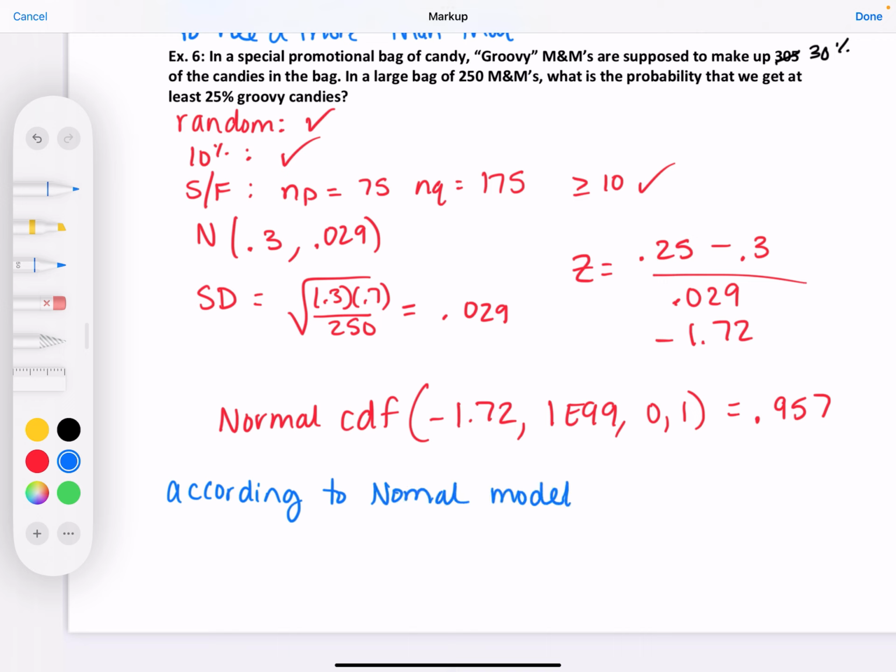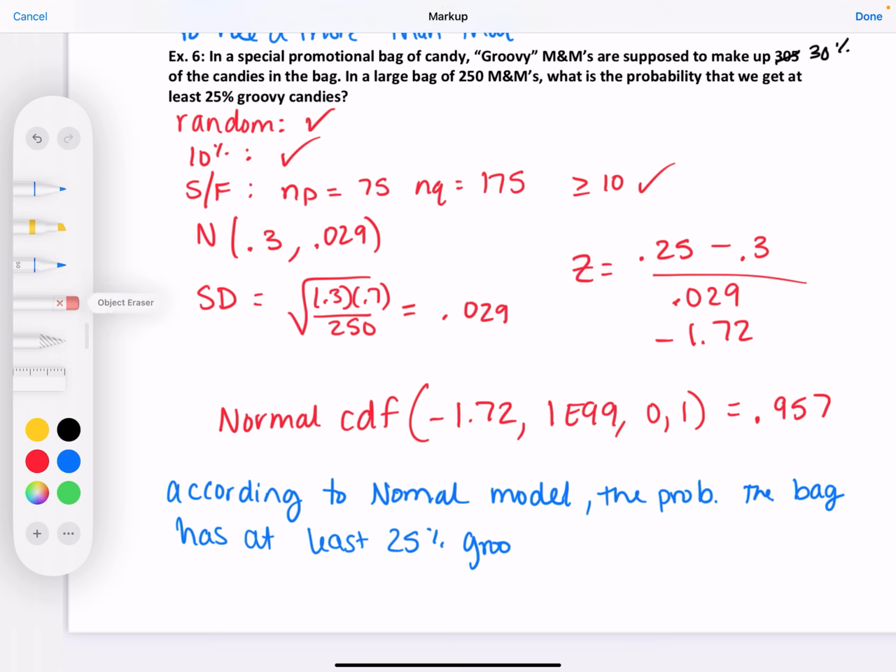So to conclude, according to the normal model, the probability the bag has at least 25% Groovy M&Ms is about 95.7%.